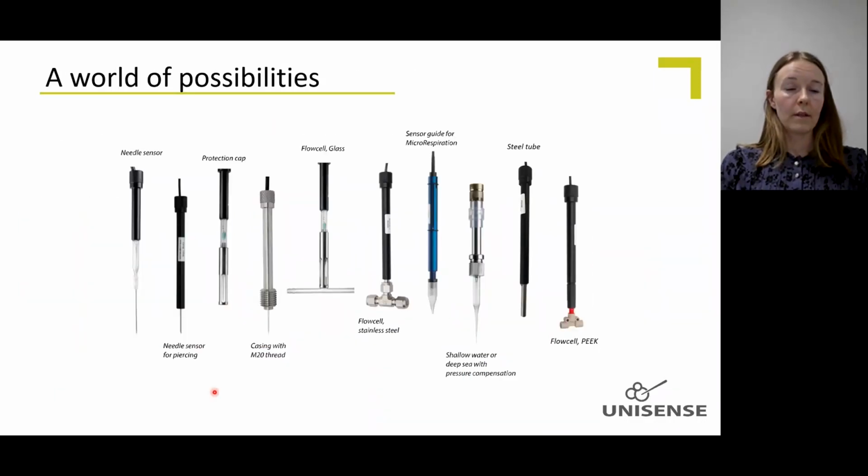We have different types of needles. We can also put the sensors into different steel tubes. And we also have these different types of flow cells that allow you to measure in line.